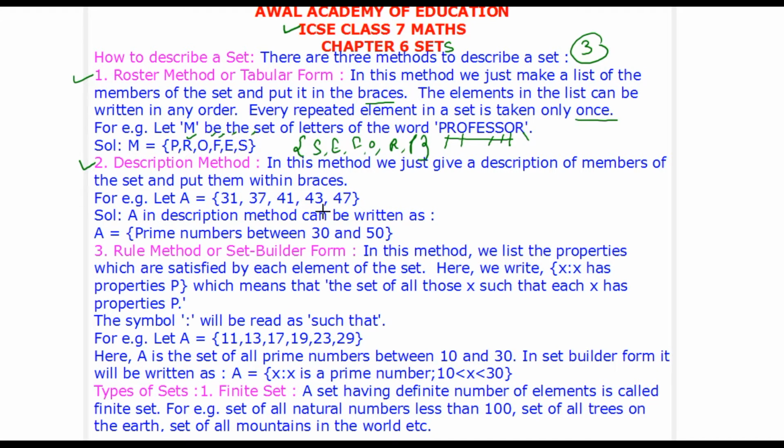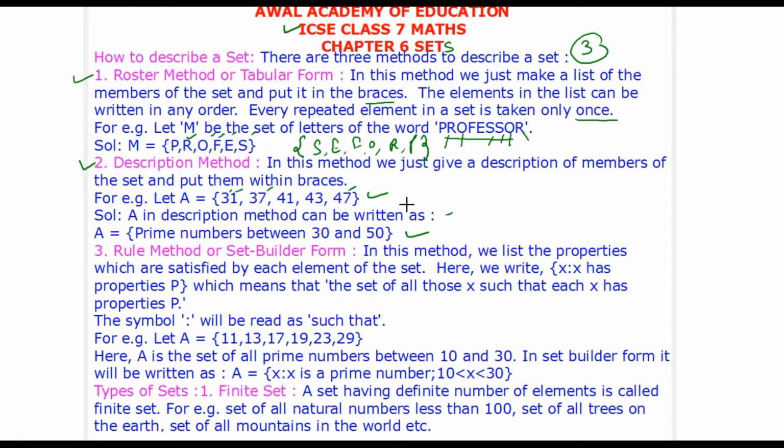For example, let A be 31, 37, 41, 43, 47, right? So A in description method can be written as: these are prime numbers more than 30 and less than 50. So our set would be A equal to prime numbers between 30 and 50, not including 30 and 50, right?